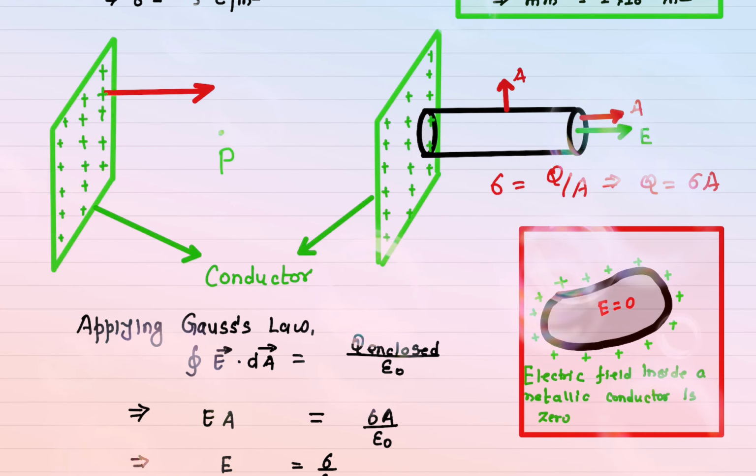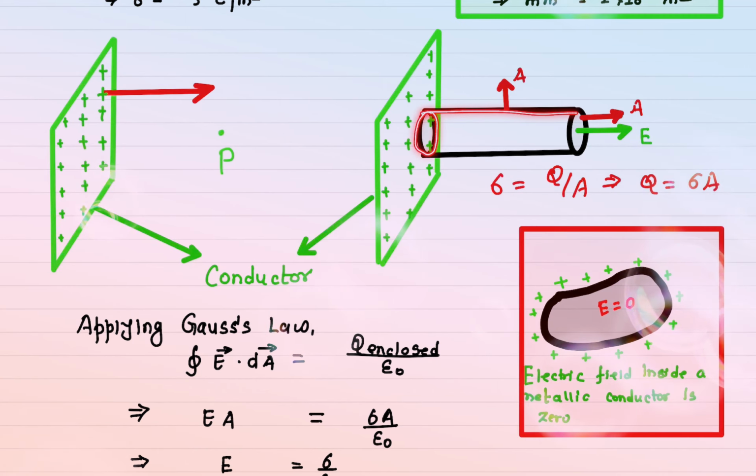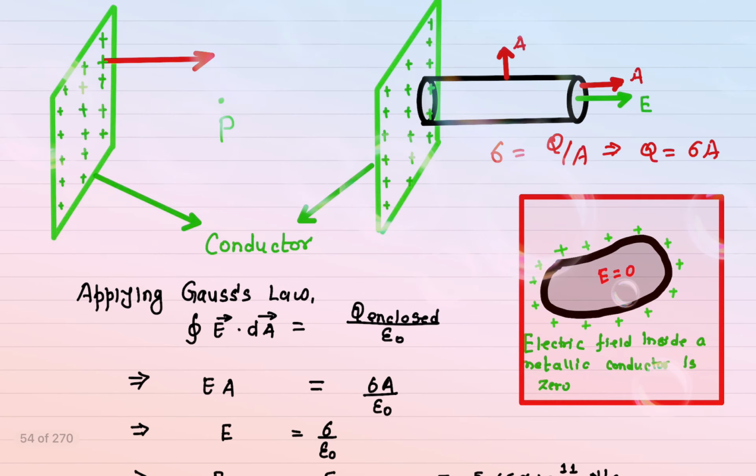So the only charge that is enclosed by this Gaussian surface is by this cross section here. So the amount of charge that is enclosed by this Gaussian surface is given by sigma A. Why sigma A? Sigma is the surface charge density, which means the charge per unit area. So if I solve for charge, it will be sigma times A, and A is the cross-sectional area here.